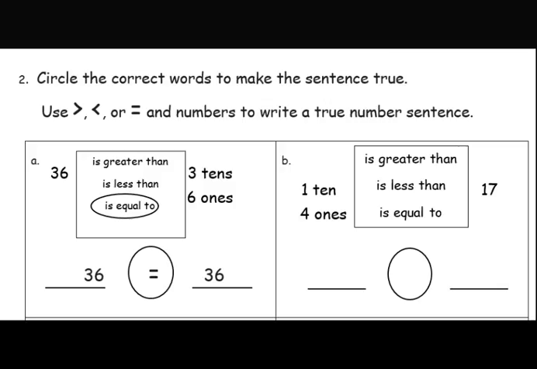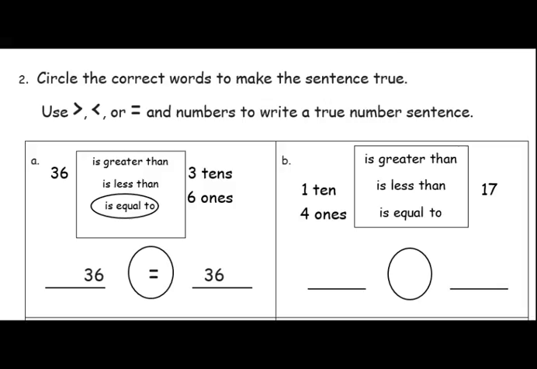In the next section, I'll look at the numbers I'm comparing and circle the correct phrase to make a true number sentence, and then I will write the comparison on the lines using the correct symbol as well. For example, in problem A, I'm comparing 36 to 3 tens and 6 ones. Well, 36 has 3 tens and 6 ones, so those two numbers are the same. That's why "is equal to" was circled. 36 is equal to 3 tens and 6 ones.